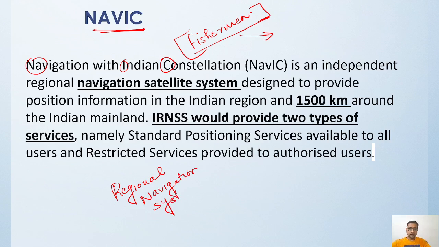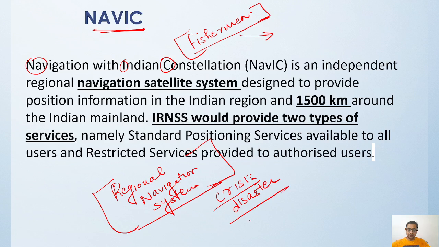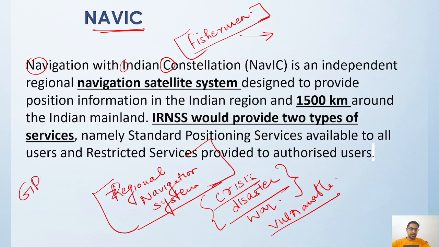Why do we want our own regional navigation system? Because during a crisis, disaster, war or anything like that, we become very vulnerable to technologies provided by other countries. We have to utilize GPS data, the global positioning data, and Galileo data. But during wartime, whether we get support from various countries or not depends on the relationship we have with those countries.